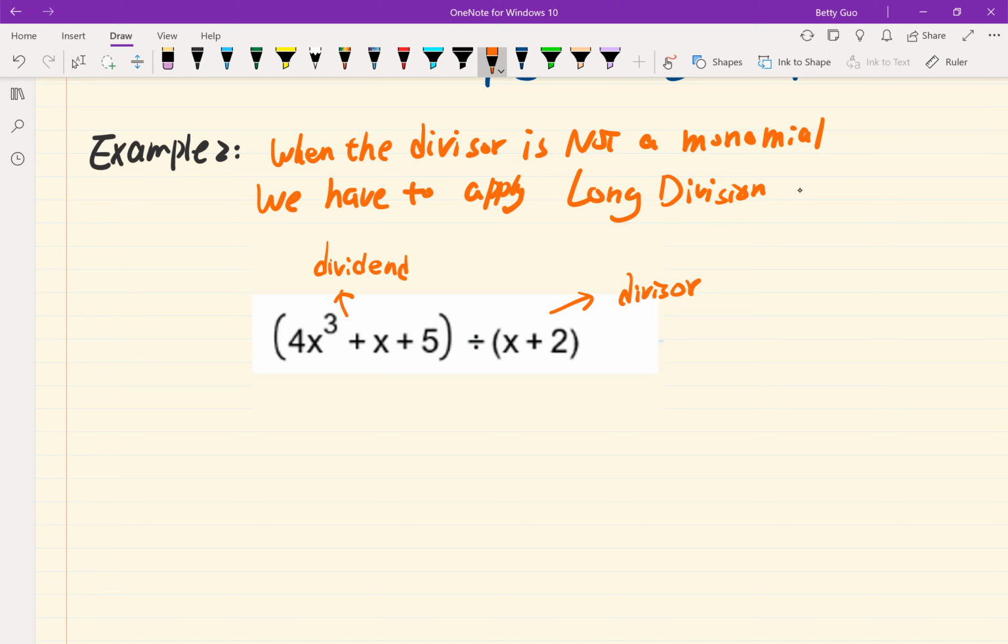Please write down a sentence. To get ready for long division.